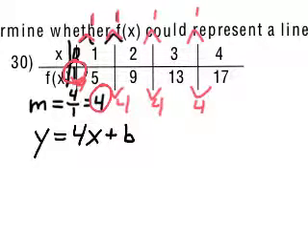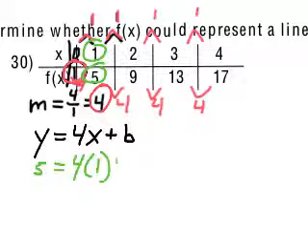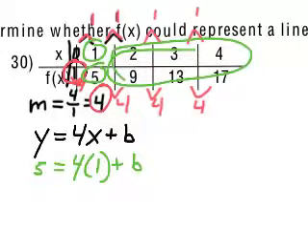We can pick any of those points. And I would always pick the easiest point. So let's say we pick these two. Okay, we'll put the 5 in for y, because, right, f of x is y. 5, and then we got 4 times our x is 1 plus b. And we'll figure it out from here. Every one of these points, all of these points will work. We'll get the same b each time.